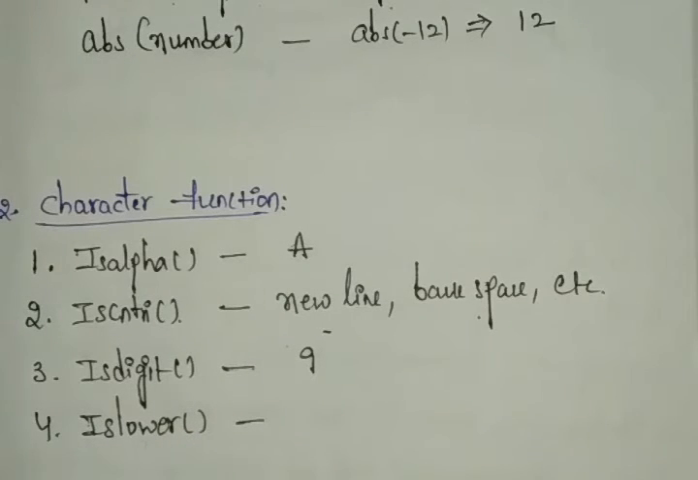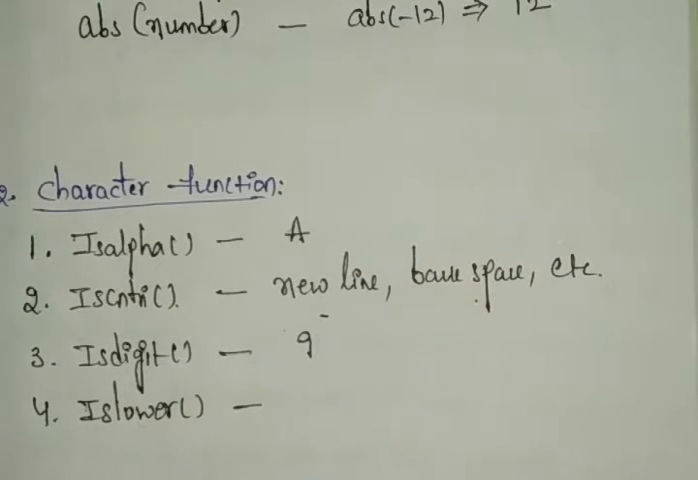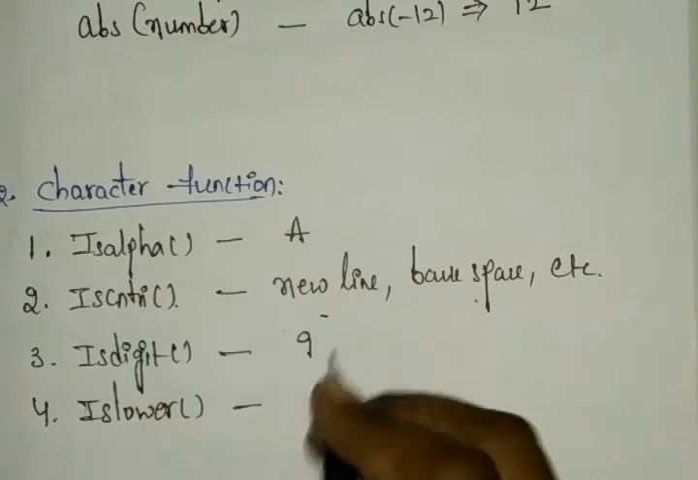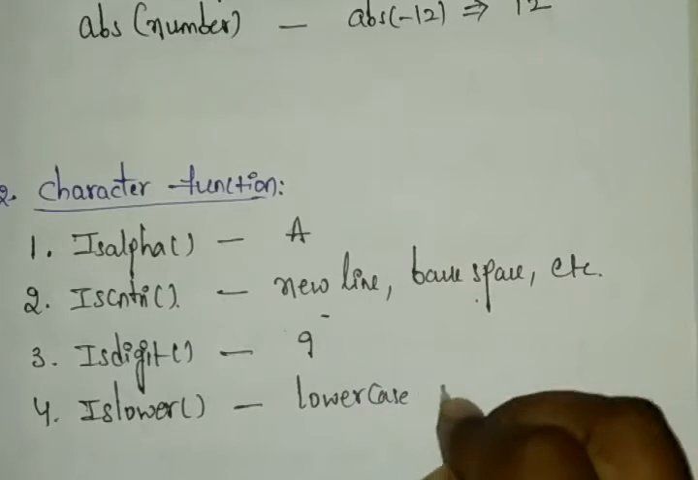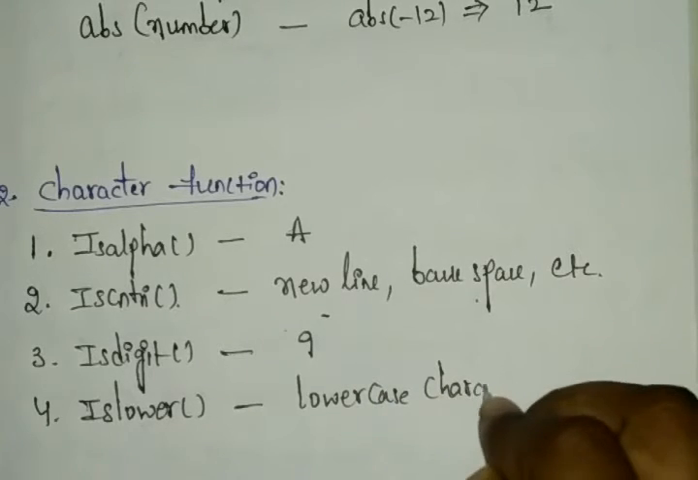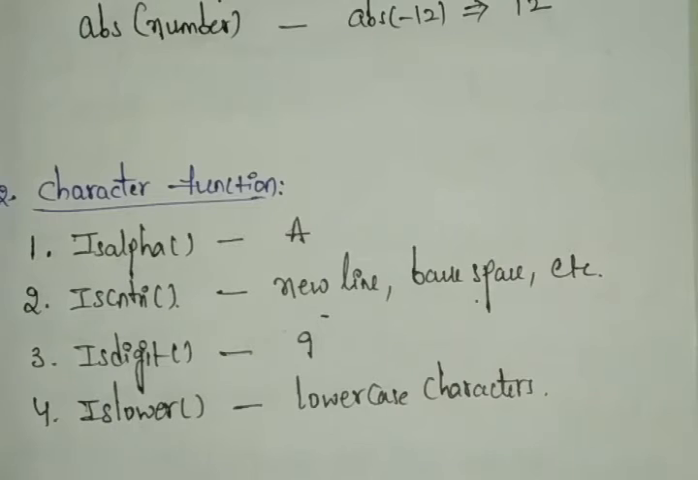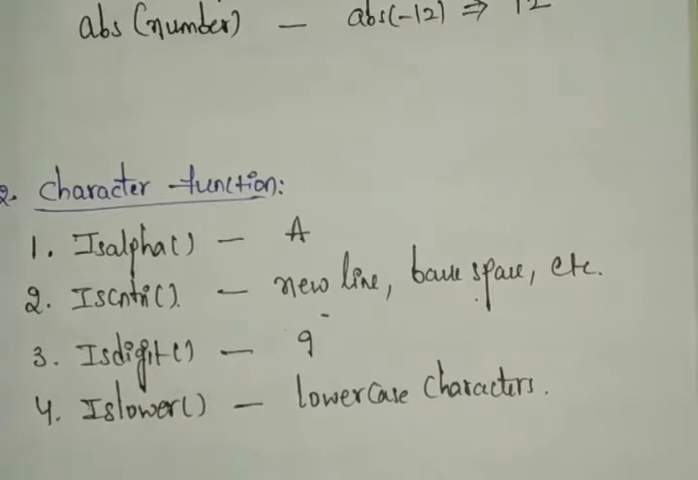Okay, so in this function, it returns a non-zero value if the entered input is a lowercase character. Otherwise, it returns 0. Whatever alphabets you enter have to be in the form of lowercase characters, meaning small letters. Lowercase characters will be accepted by isLower.